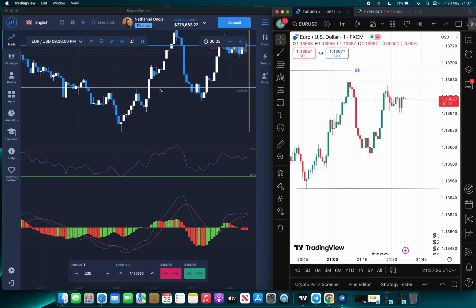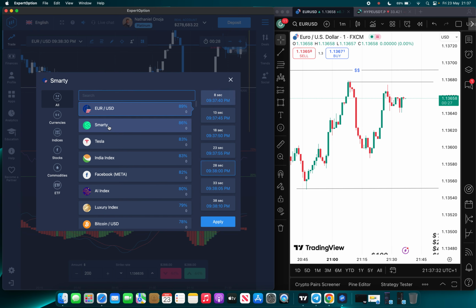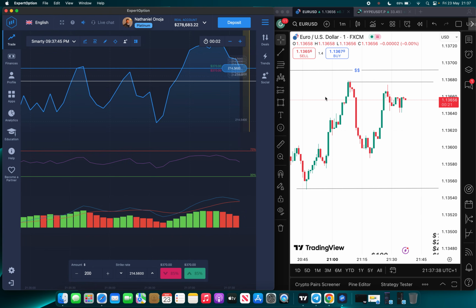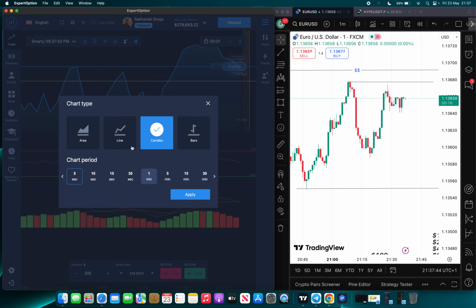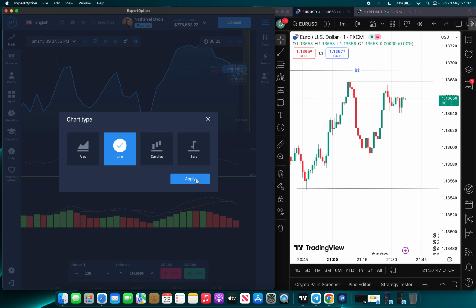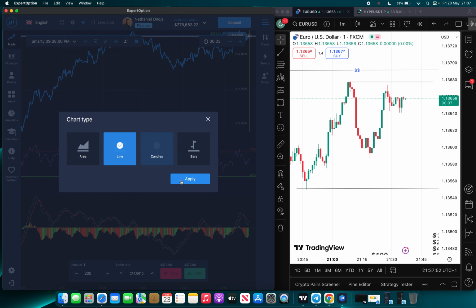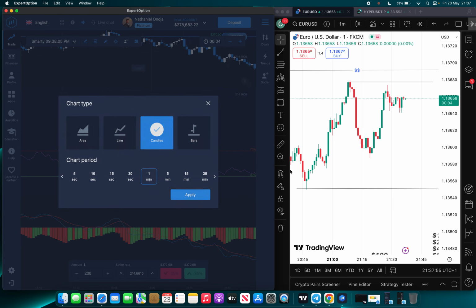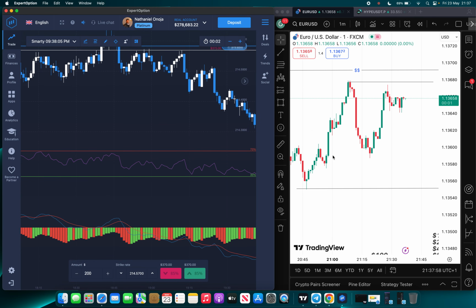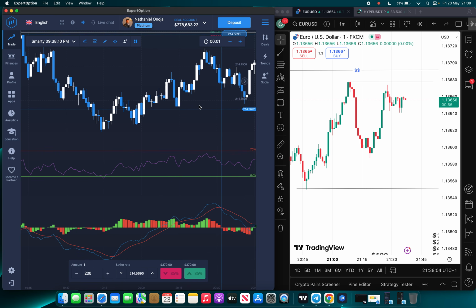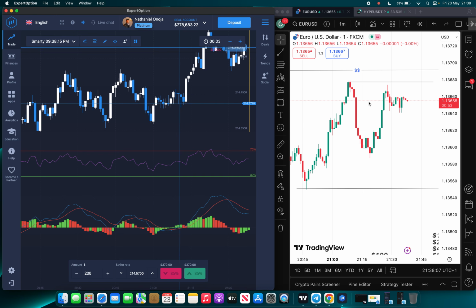I can trade any other pair aside from euro dollar, of course. We can do Smarty. But one of the reasons I don't like Smarty is because I am not able to find the chart on TradingView, and I like to do my analysis on TradingView. So if I want to do Smarty, I would have to do the analysis here on Expert Option. I prefer to do my analysis on TradingView. So that's the only reason why I don't trade Smarty. I don't like this interface for analysis. It's not suiting me. But this one now, I can see. You see how clear this chart looks.